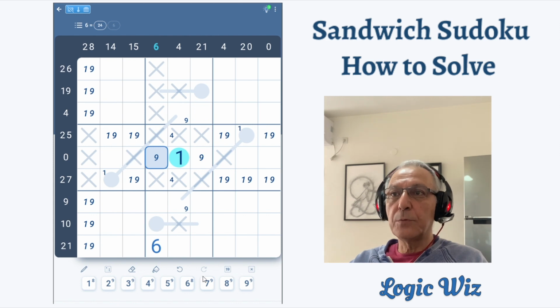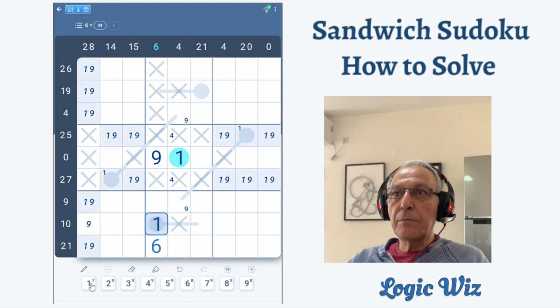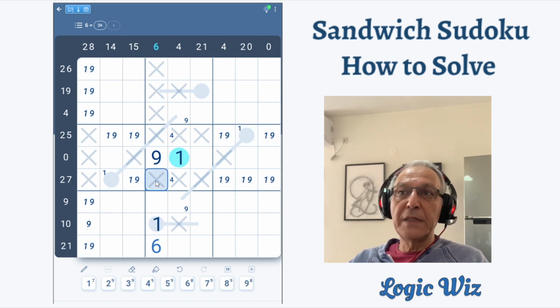There is no other option. So now we know that this is our 9. This is our 1. And we have to put between them the digits 2 and 4. 4 cannot be here, because we know that here in the middle we must have the digit 4, so therefore this one must be 2. And this one must be 4.